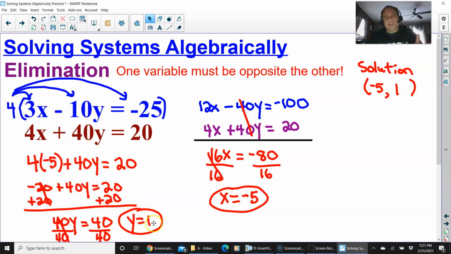When we finished, we solved for y, and then we picked the equation here to solve for the other variable, in which case this was x. The solution was -5, 1.